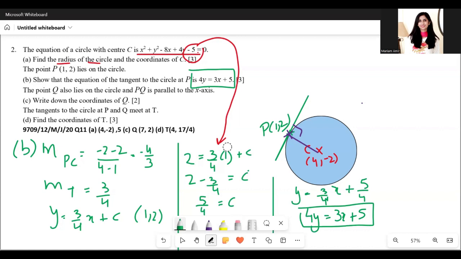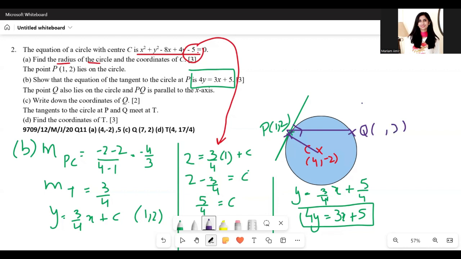Point Q also lies on the circle, and PQ is parallel to the x-axis. So then Q should be somewhere over here. If PQ is parallel to the x-axis, that means we already know the y-coordinate of Q. It's going to be the same as the y-coordinate of P, so that's going to be 2. Now it says write down the coordinates of Q, so we just need the x-coordinate of Q.